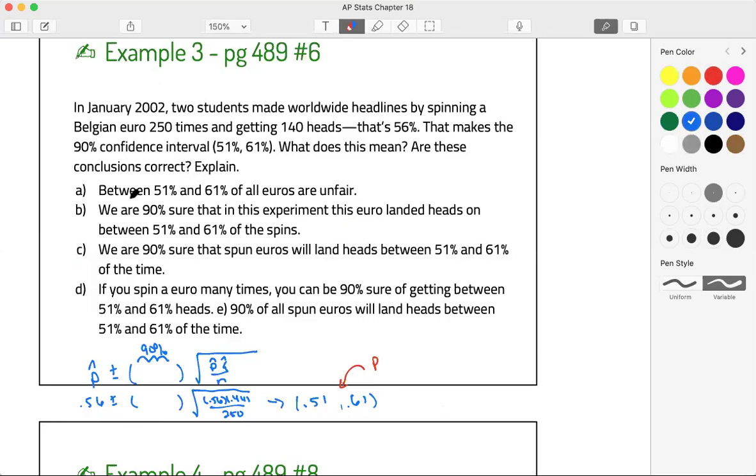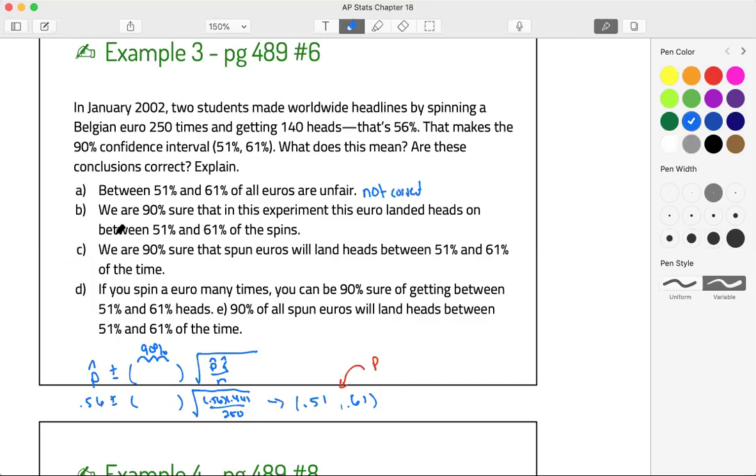All right, part A. Does this mean that between 51% and 61% of all euros are unfair? No, not correct. This is not correct because this statement implies certainty. There is no level of confidence with this statement. This says all euros are unfair. No, we just know that we're 90% confident the true proportion of heads that will come up will be between 51 and 61%.